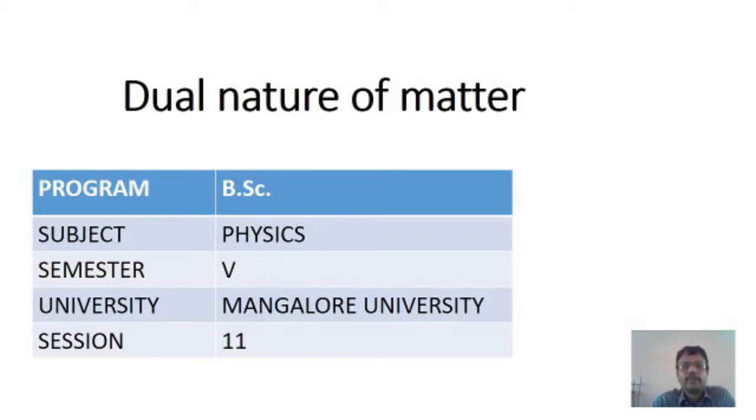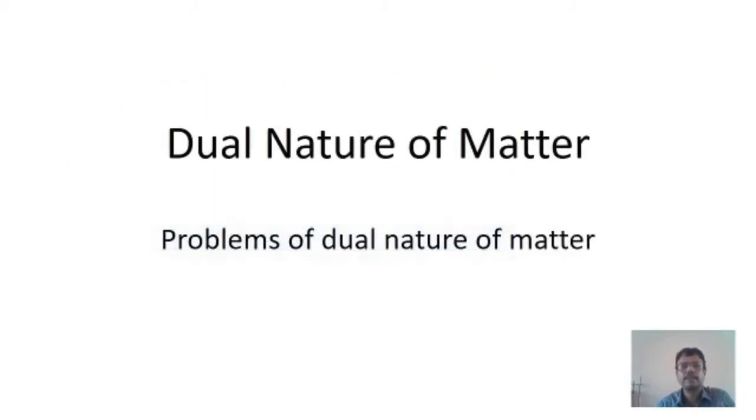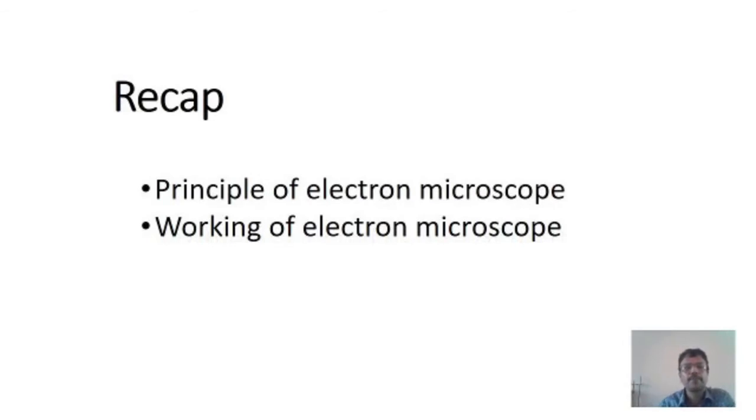Hello, the topic is dual nature of matter, session 11. It is the problem part of dual nature of matter, problems of dual nature of matter, that we are going to discuss. The recap: the principle of the electron microscope and working of the electron microscope.